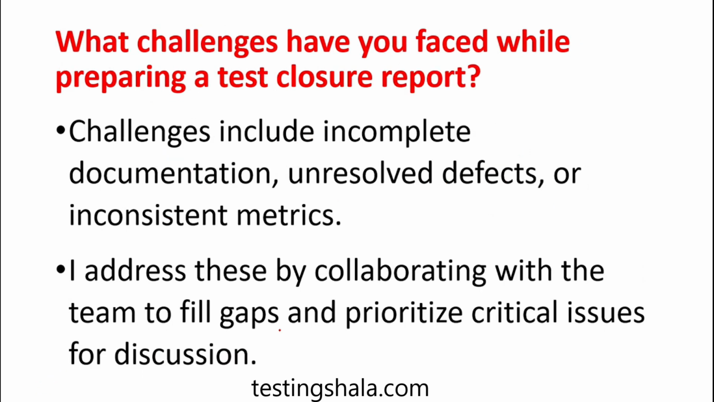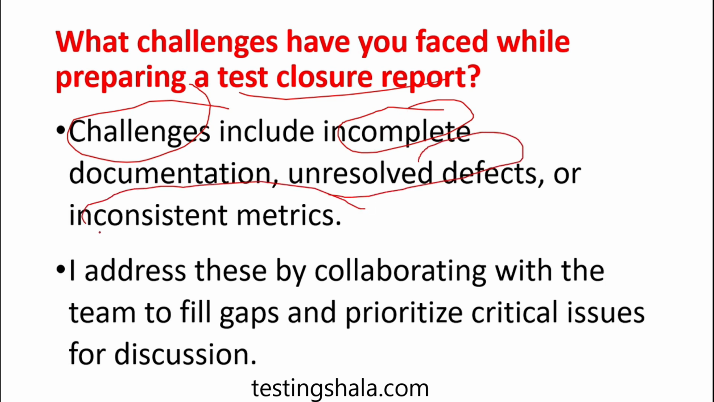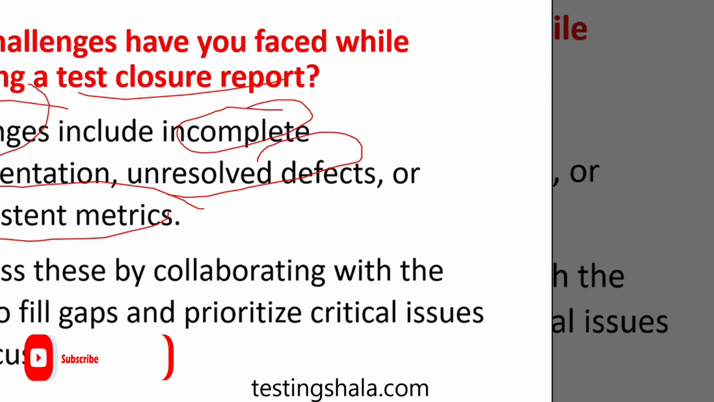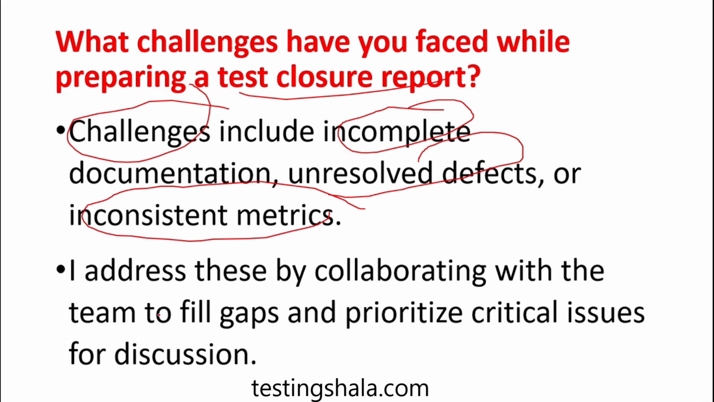What challenges have you faced while preparing the test closure report? Normally, the challenges we face while writing a test closure are incomplete documentation, unresolved defects, and inconsistency in the metrics which we agreed to measure. With this, gathering information also becomes very difficult. At that time, we have to work with the various teams to gather as much information as possible, fill these gaps, and prioritize the critical issues for discussion during defect triaging. In this way, we can prepare a good test closure report.